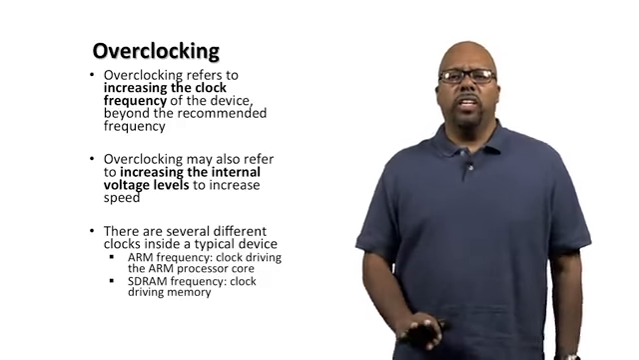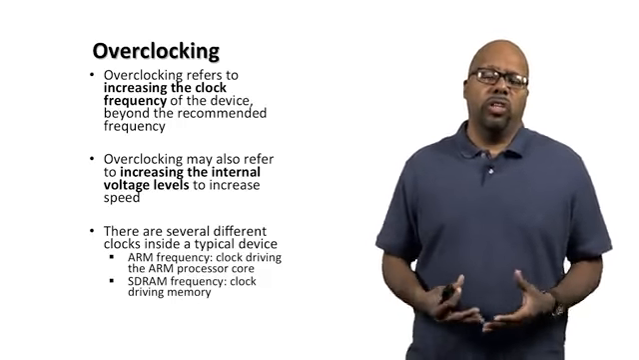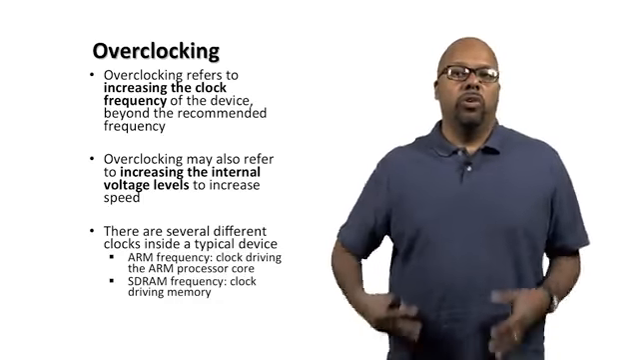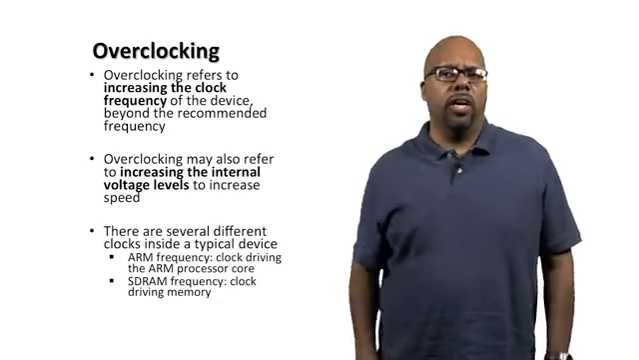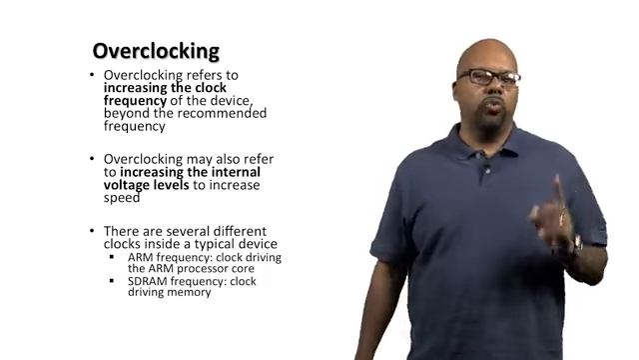So one thing to know about overclocking is that there's more than one clock inside a device. If you look at a Raspberry Pi, there's not just one clock. There's the ARM frequency, which goes to the ARM processor core. There's the SDRAM frequency, which goes to the RAM, right? There are other clocks that are involved here. So it's not just one clock.